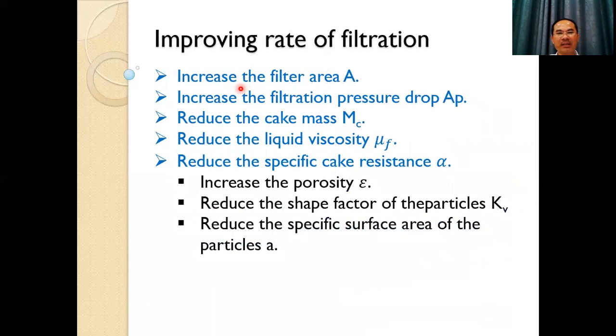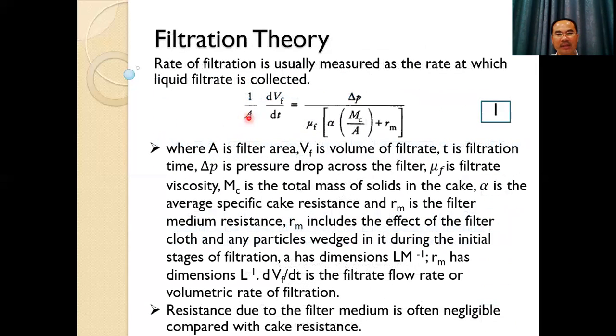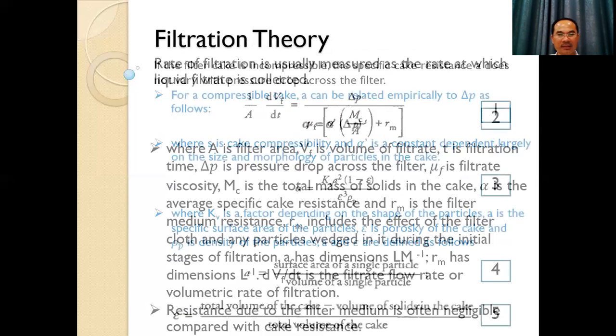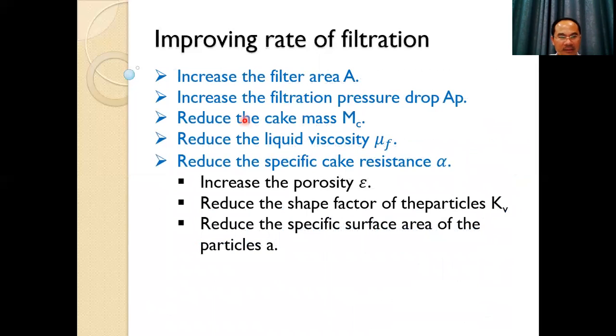And the first step, you can increase the filter area. If you increase the filter area, the equation gets multiplied by A, okay? A increases, so dV by dt increases. This is common sense. And the second technique, you can increase the filtration rate by increasing the filtration pressure drop, or delta P.